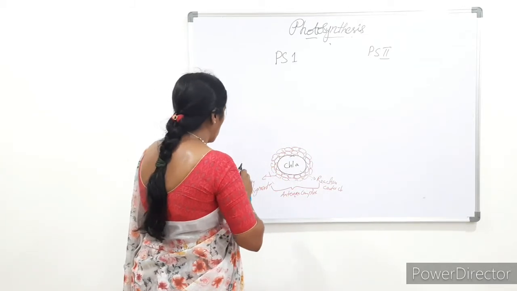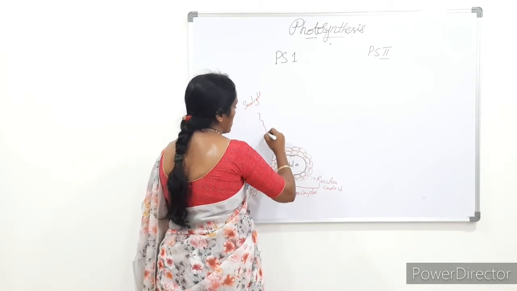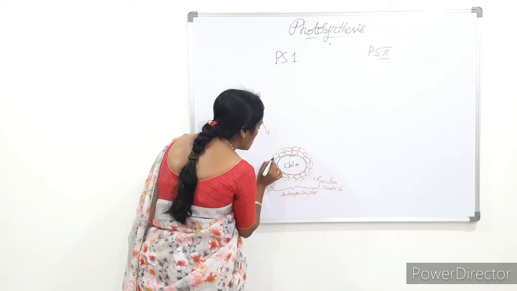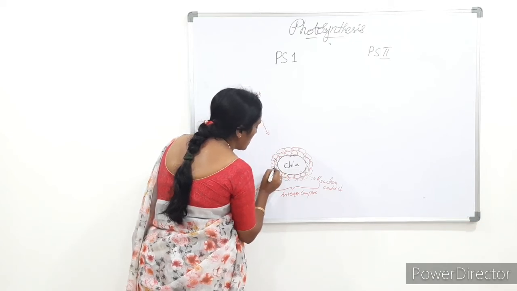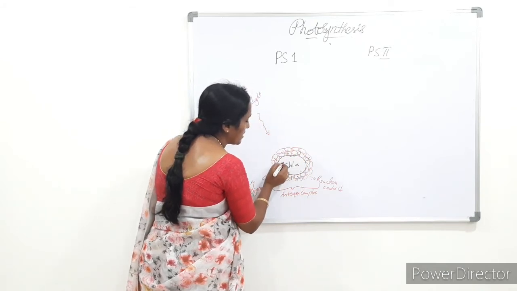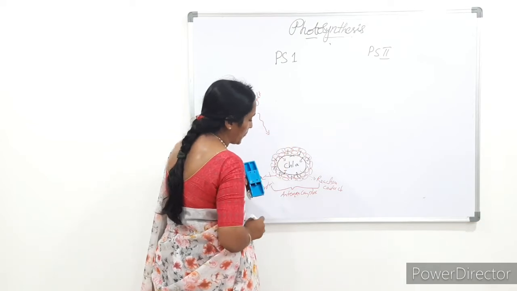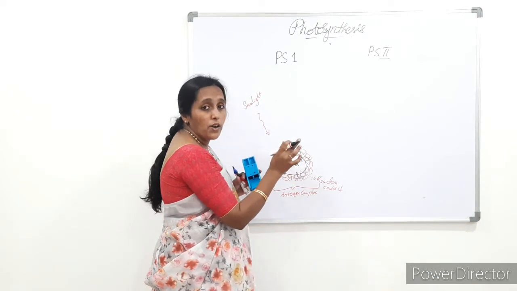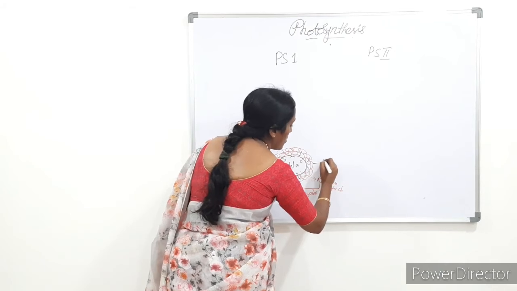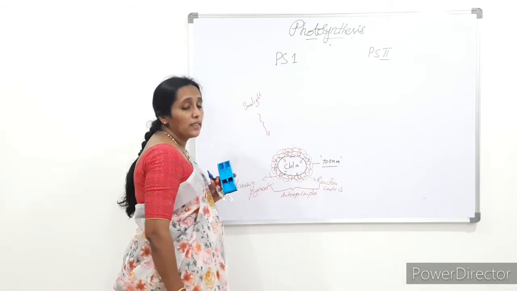Then we already discussed this. When sunlight falls on the pigments, these pigments absorb the photons and pass them on to the next, and ultimately the photons are passed to chlorophyll A. The important point you have to remember is that this chlorophyll A absorbs a wavelength of about 700 nanometers. This is the important thing you have to remember.